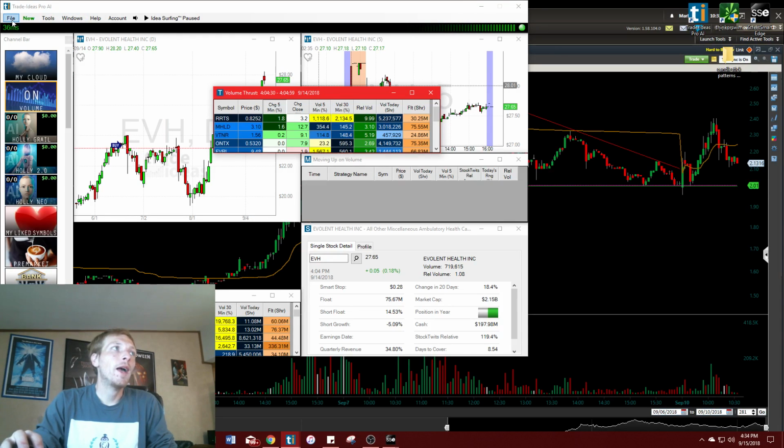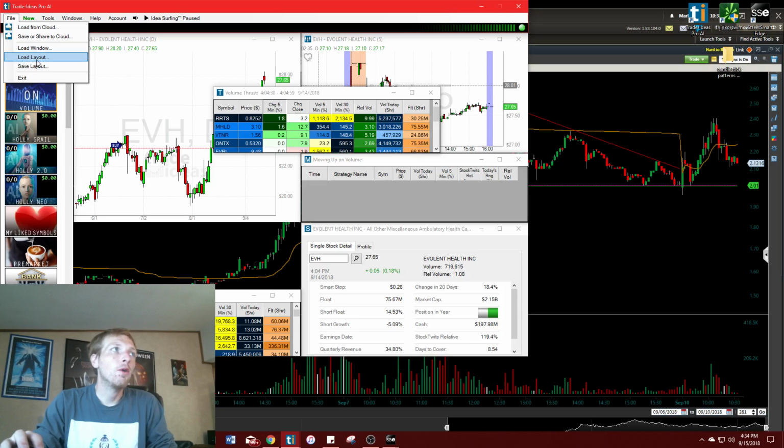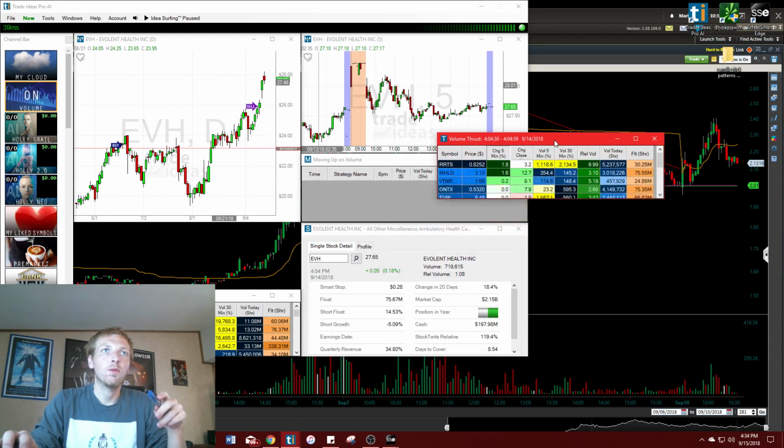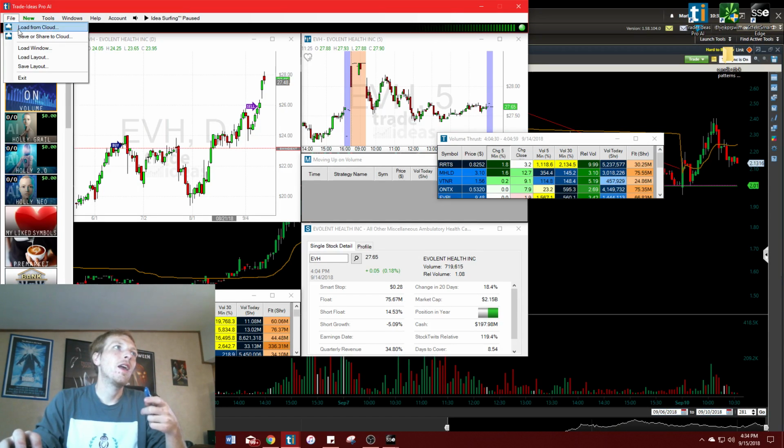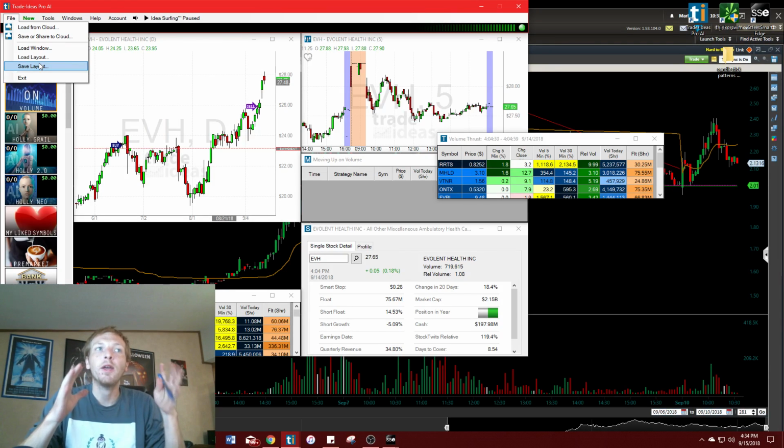And then when I go back to File and click Load Layout, I'll load the layout that I have. Then I'll come back into File and go to Load from Cloud, and I will select this one right here, and it'll pop up, and I'll place this wherever I want it. And then I'll go back up to File, go to Save Layout, and save that as how I want it when I start it up every single time.